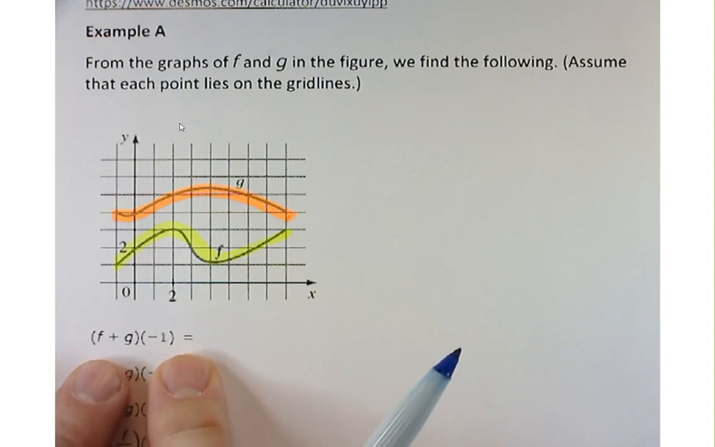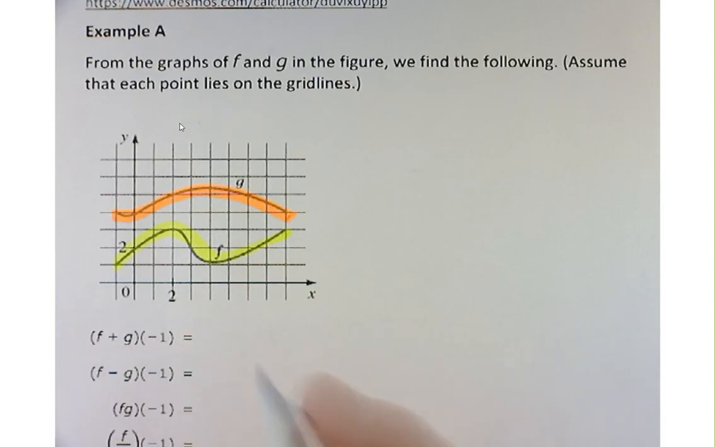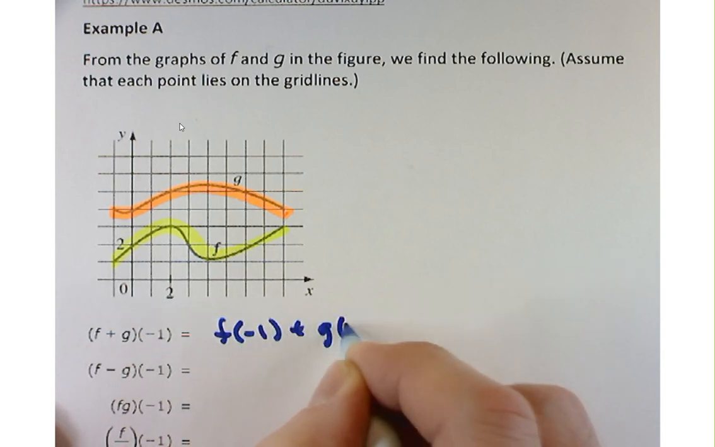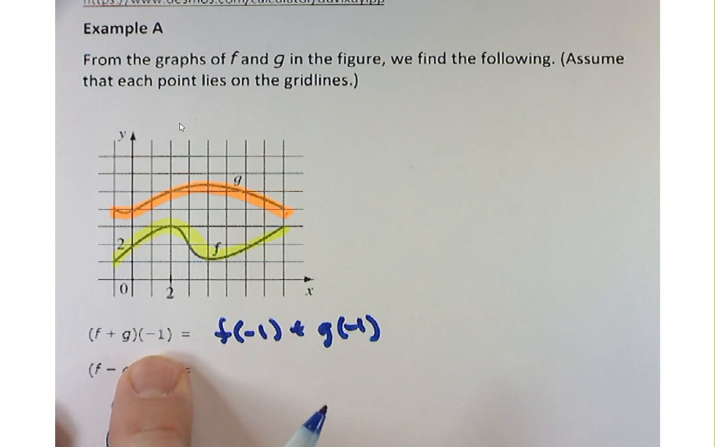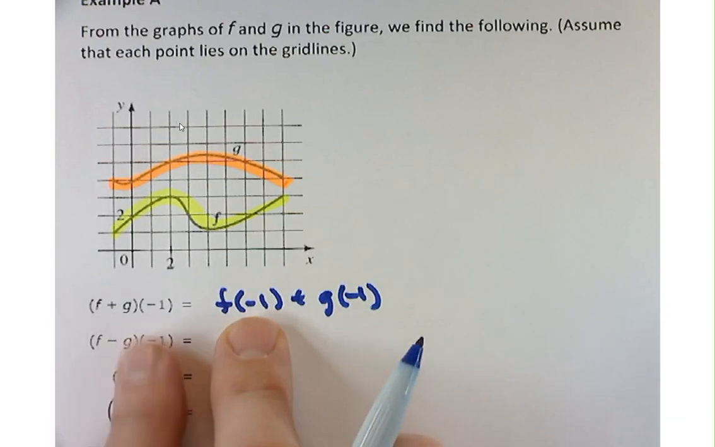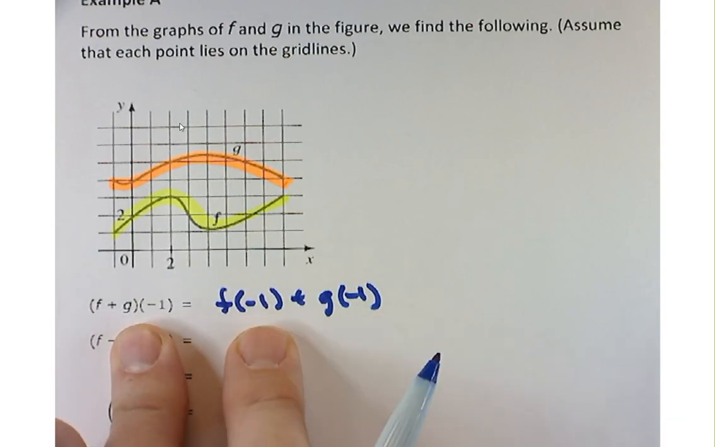Another way to think of f plus g of x is really that's f of negative 1 plus g of negative 1. It feels like you're distributing. I can't say don't think of it that way, but really it's just different notation for adding up the two functions.